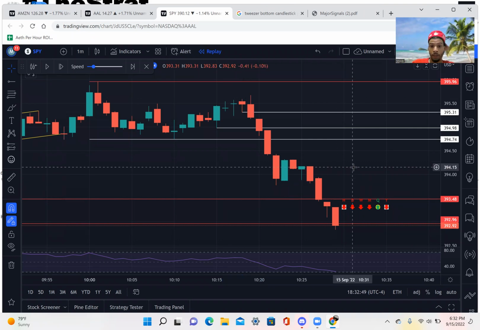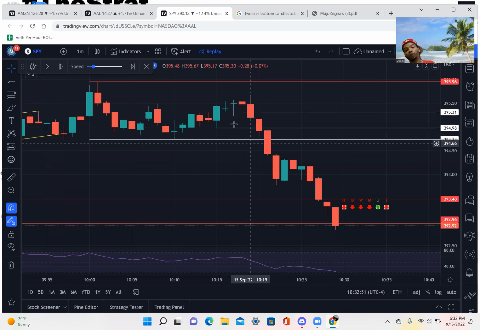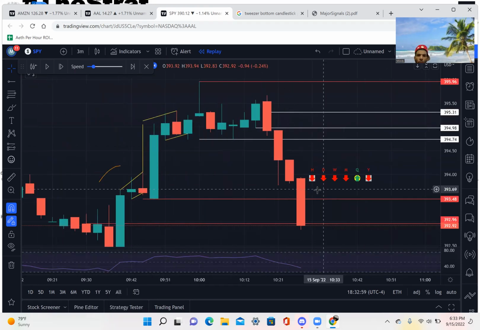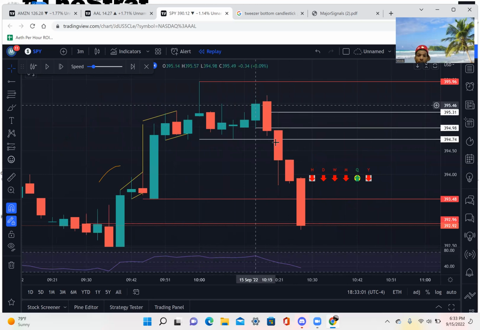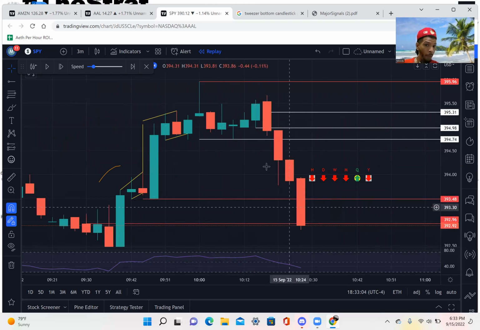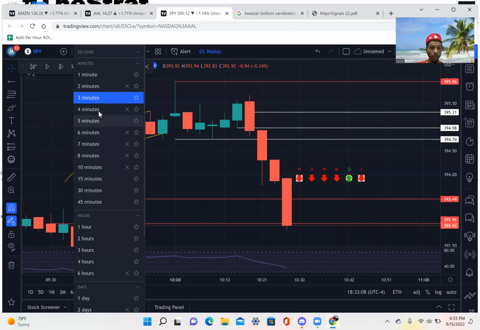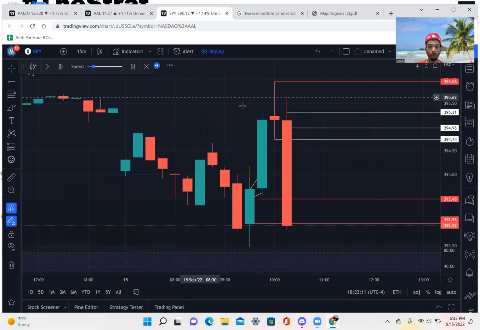So just letting you know, you could have got three different entries off of this evening star setup. Let's take it to a 3-minute chart, just to see if we would have had another one. Nah, I don't see one. All I see is the 2-2 reversal coming back down. So now we're gonna do the playback just so you can see, and let's take it back to a 15-minute chart.